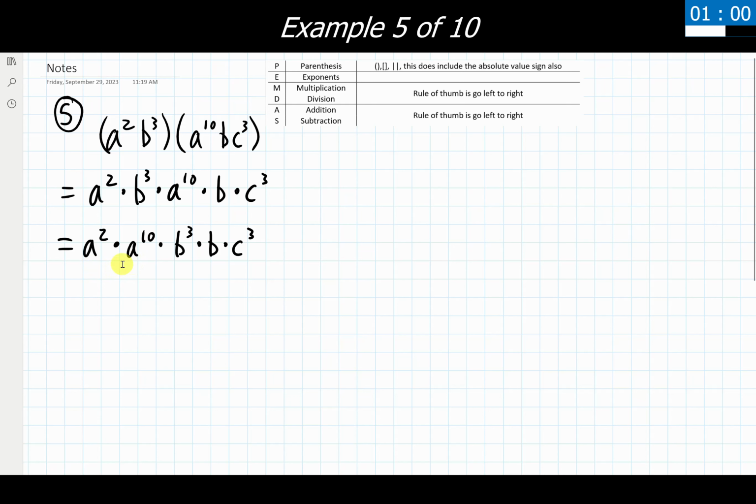And now that I have the same base multiplying together, the exponents are going to add, which is going to give me, for my first part, a to the 12th power. The b's are multiplying together, b to the 3rd power times b to the, there's that invisible 1 that's hanging out there. If you need to write that in for yourself, you're welcome to do so. So b to the 3rd times b to the 1st power, the exponents add, and that's going to give me b to the 4th.